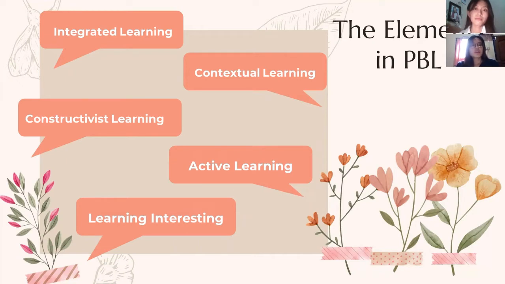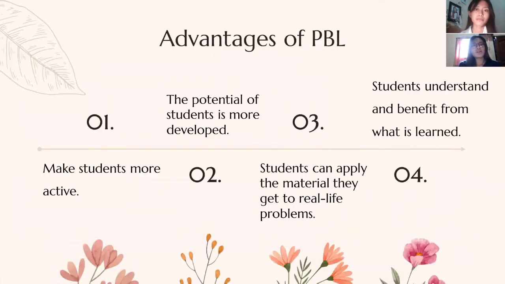And the last is interesting learning. Learning is more interesting and fun for children because children are directly involved in determining the problem. So there are advantages of problem-based learning. First, it makes students more active, and the second is the potential of the students is more developed. The third is students can apply the material they get to real life problems. And number 4 is students understand and benefit from what is learned.